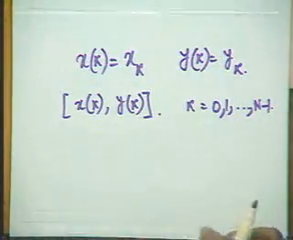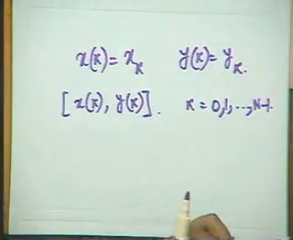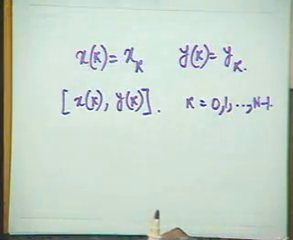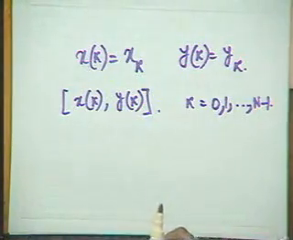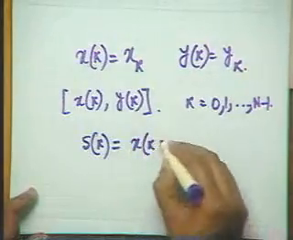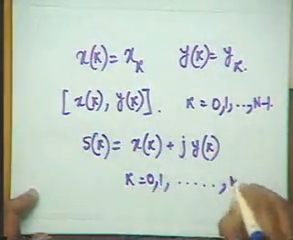Now, instead of considering every point as a pair of coordinates like this, I can have an alternative representation. I can imagine that my x-axis is the real axis and the y-axis is the imaginary axis. If I have that representation, then every point which is now being described as a pair of coordinates can then be written in terms of a complex number, right? So each point can then be represented as a complex number s of k, where s of k is to be written as x of k plus j times y of k, with k varying from 0, 1, etc., up to capital N minus 1.